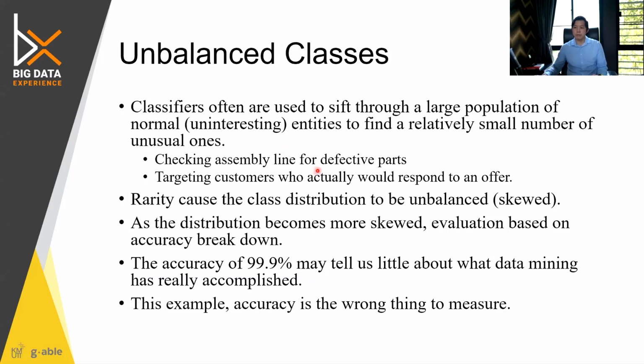That might be the defective part. We might want to target the customers. So in that case, we have a skewed class, and there is rarity in the class distribution. That means accuracy, like the 99.9% we discussed earlier, may not be important if the class is already distributed in this fashion. Okay.